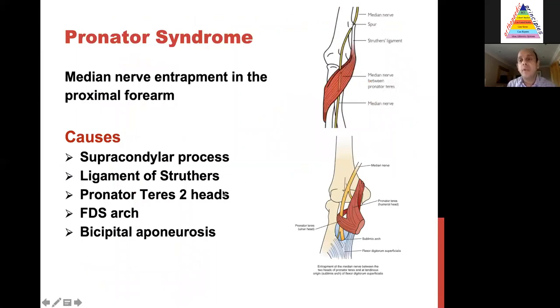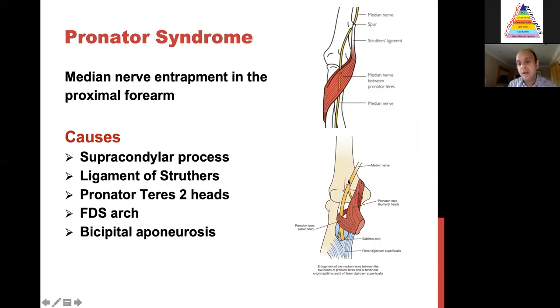So coming to pronator syndrome itself, remember these 2 pictures, that will help you a lot. So pronator syndrome, median nerve, so if you see sometimes 5 or 6 centimeters above the elbow joint, some patients can have a little bony prominence, a spur, from which a ligament can go and attach to medial epicondyle, Struthers' ligament. So median nerve can get compressed behind that spur, under the ligament. Then as I was telling you, it goes through 2 heads of pronator teres. So that's a site of compression.